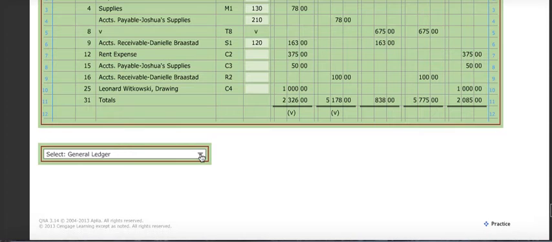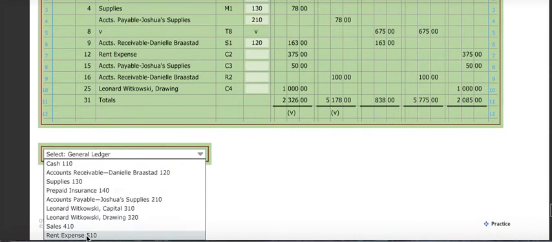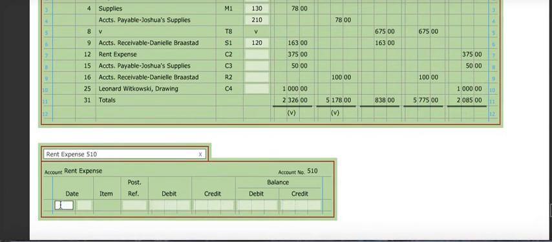Next transaction is on the 12th, rent expense. March 12th. Page reference 1. We have a debit of $375. Debit of $375. All right, last up for that transaction is 510, my account number that belongs under my post ref.